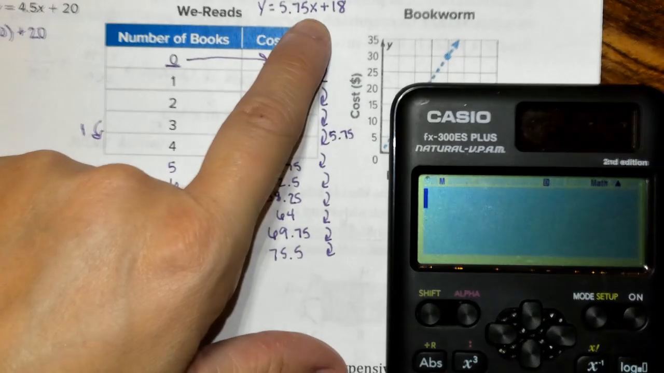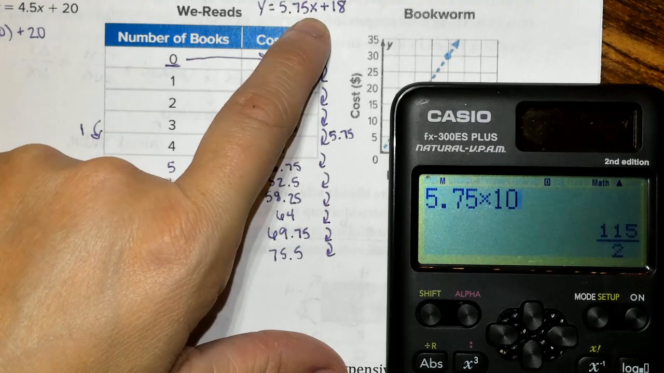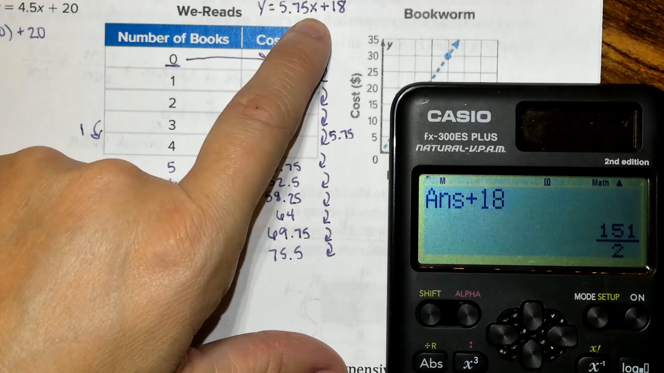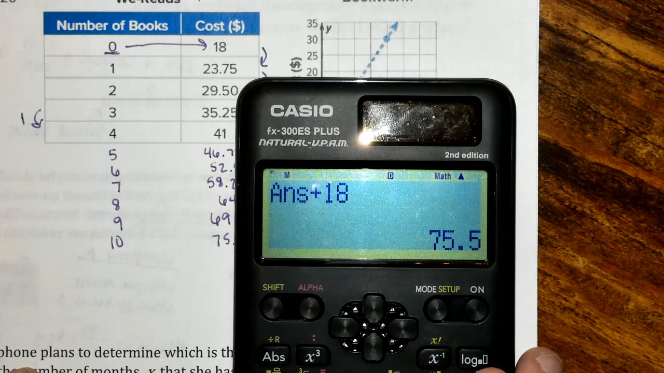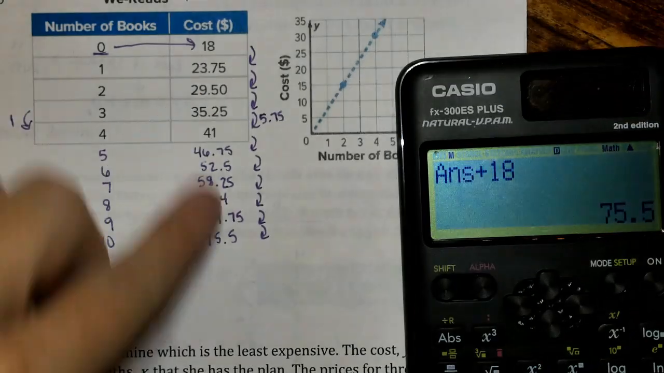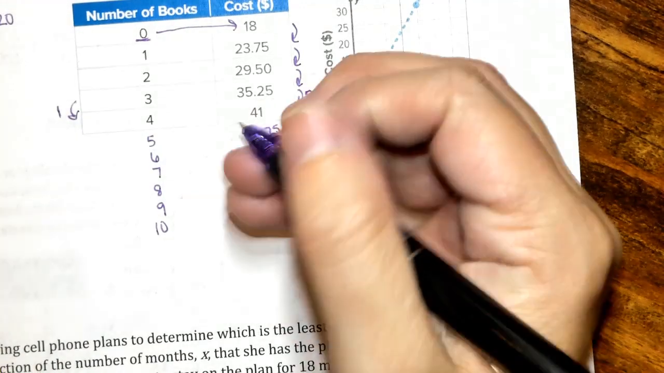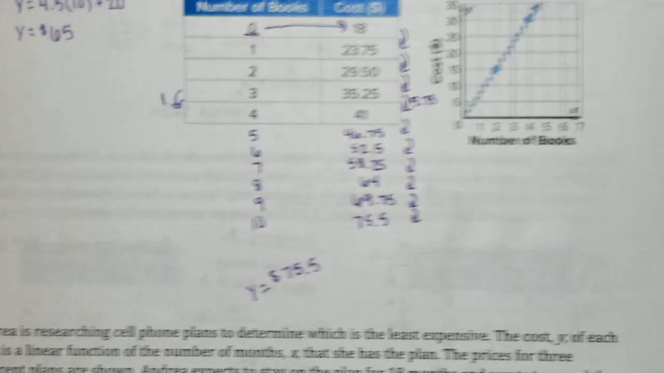So then all I have to do is plug in 10 for x. 5.75 times 10 plus that initial 18 equals $75.50, which I thought was faster than the way that I did it first. But either way works. No matter how you want to write it, you could just put 75.50 down here, or you could put y equals 75.5 down there. That would work either way.